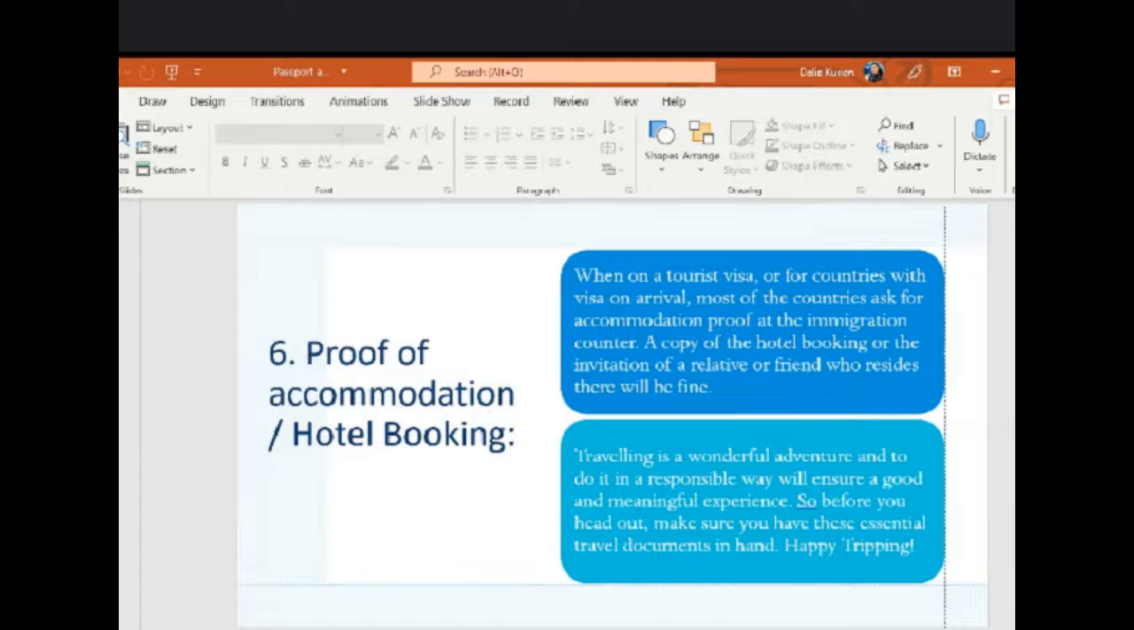It denotes whether you have tuberculosis, any sexually transmitted disease, Ebola, yellow fever, all those things will be clearly mentioned in the medical document. Then nowadays, since COVID has come into force, you need to carry your vaccination certificate with you.